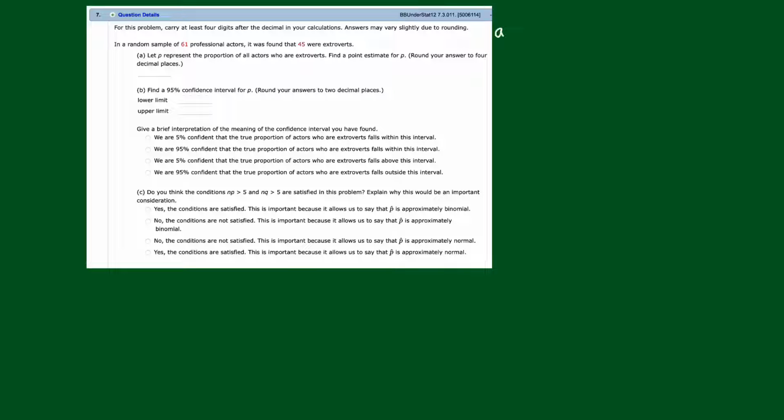So this is part A. So P hat, we have a formula for that. It's R over N, where R is the number we observe with a particular characteristic, being extrovert in this case, and N is the total number we're sampling. So this is going to be 45 over 61, and it says round our answer to 4 decimal places. So we're going to have to turn this to a decimal.